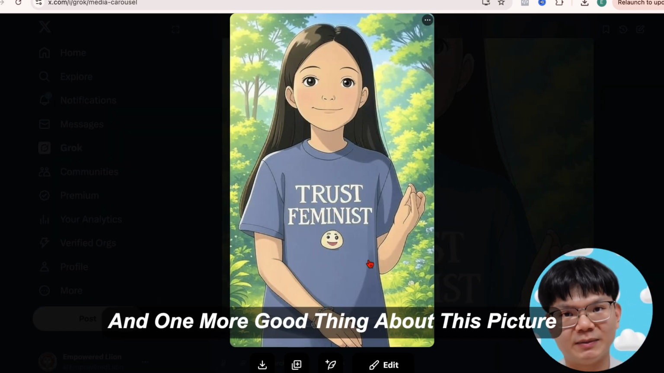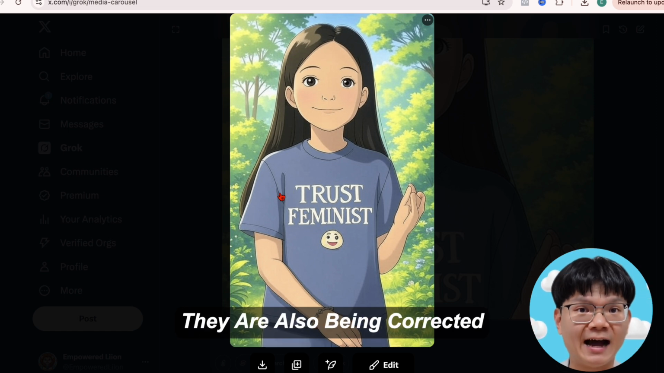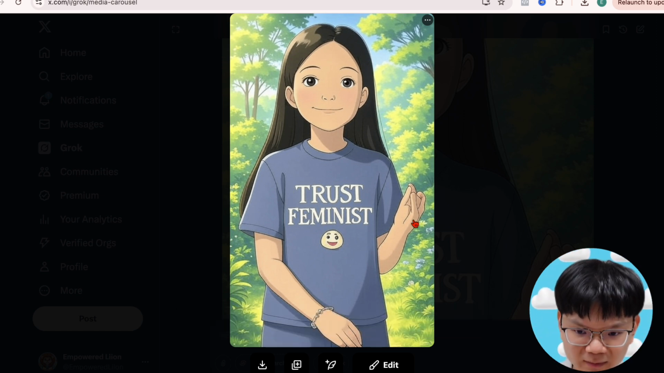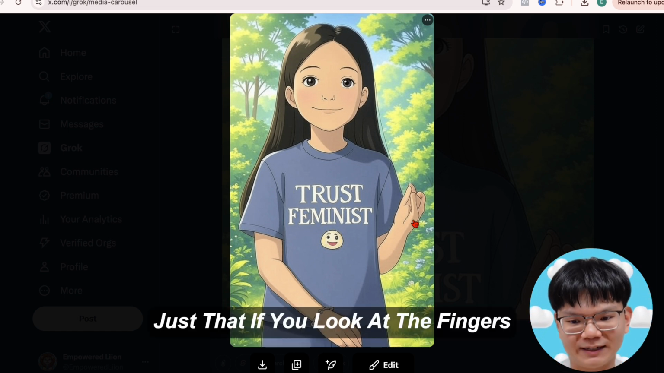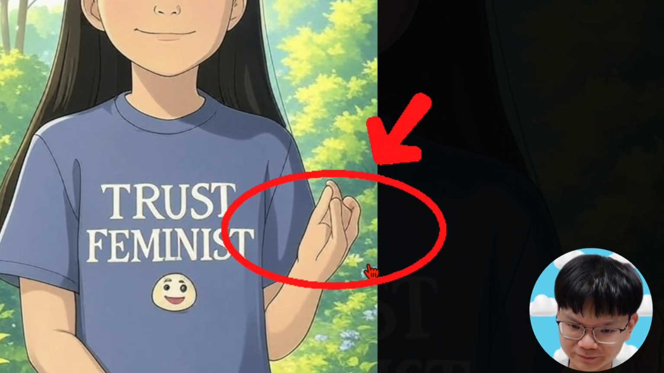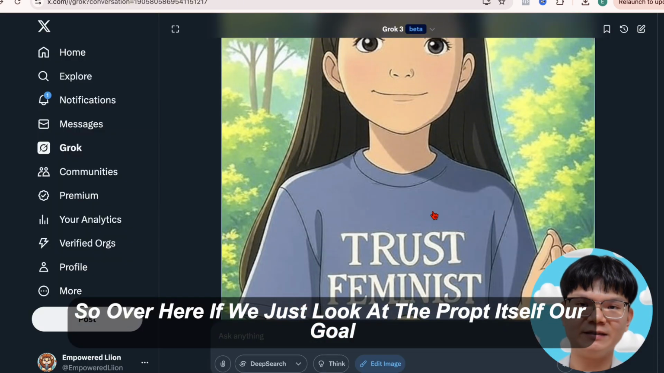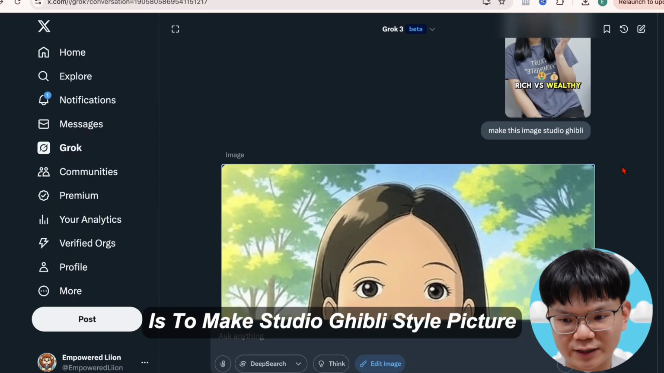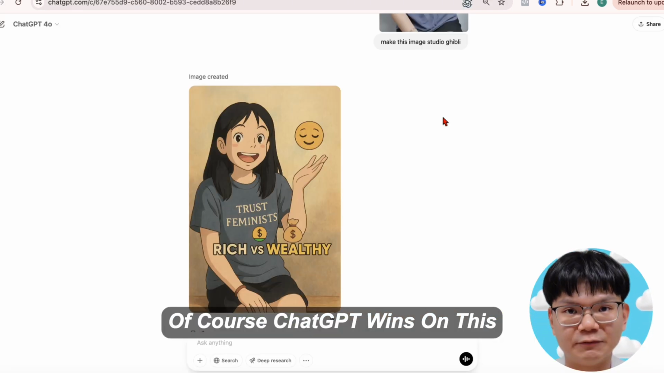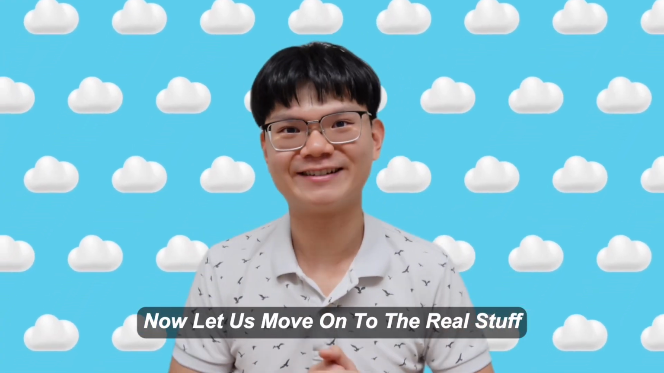And one more good thing about this picture is that the words on the shirt are also corrected. Just that if you look at the fingers, they are not as realistic. So over here, if we just look at the prompt itself, our goal is to make a Studio Ghibli style picture. Of course, ChatGPT wins on this. Now let us move on to the real stuff.